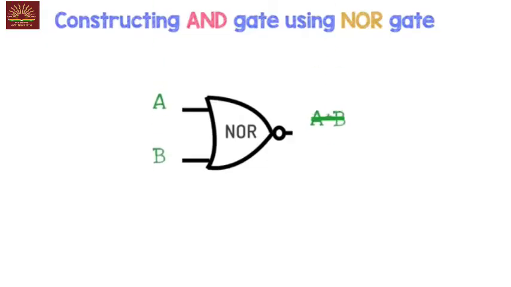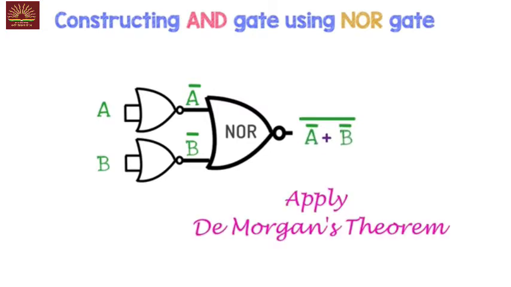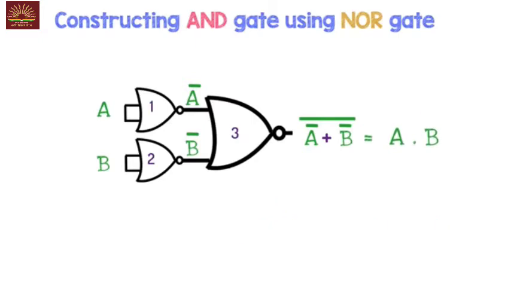NOR gate has a Boolean expression (A or B) bar, where A and B are the two inputs. However, if the two inputs A, B are each followed by a NOR gate, we get A bar and B bar. These two outputs will be connected to a NOR gate. The Boolean expression is (A bar or B bar) and the whole term inverted. If we apply De Morgan's theorem to it, the output is A and B, which is the logical expression for an AND gate. We have used 3 NOR gates for this.